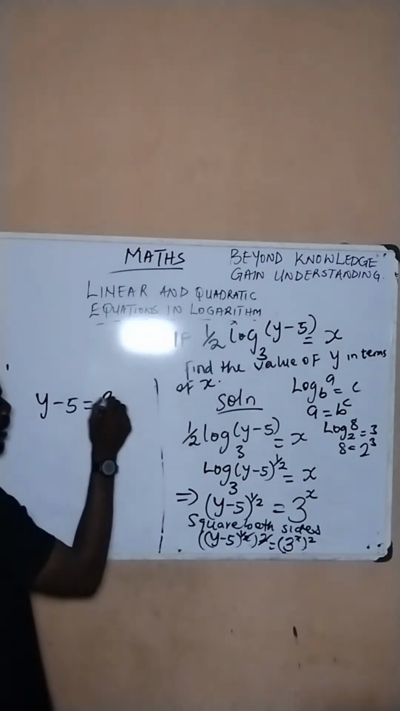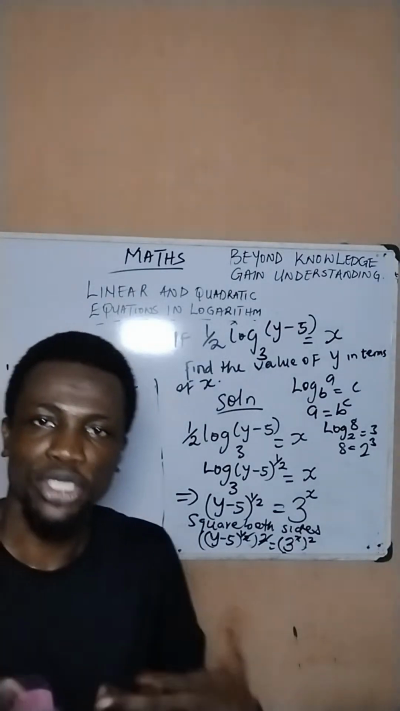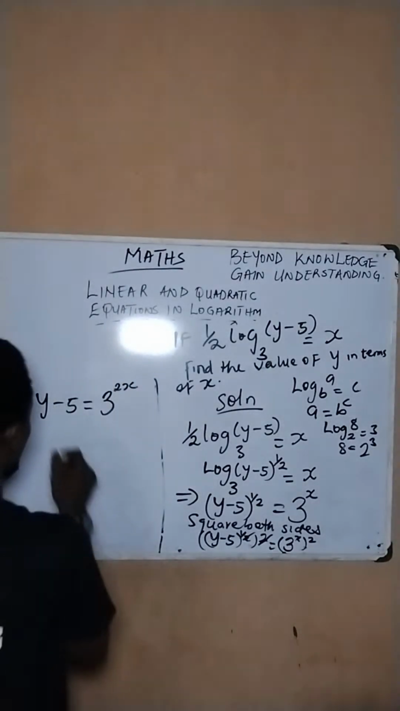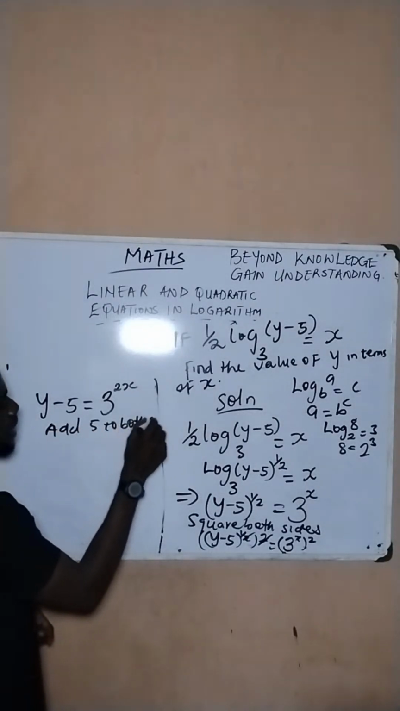So this is something as what? 3 raised to the power of 2x. And now we can make y the subject of the formula by adding what? 5 to both sides. Add 5 to both sides.